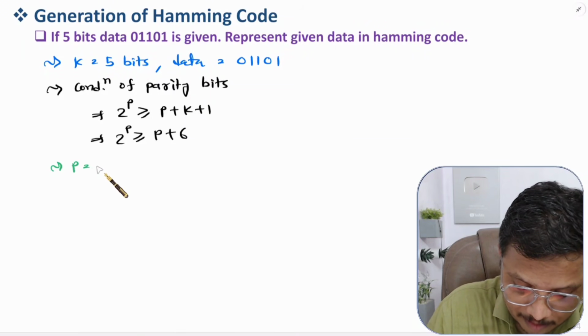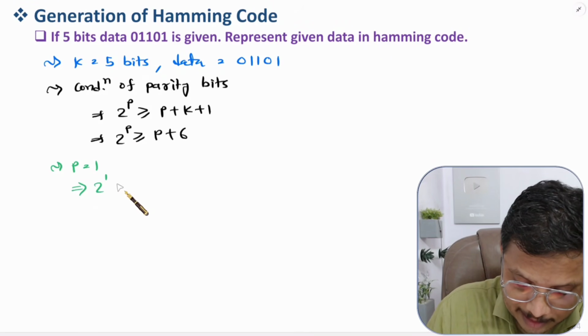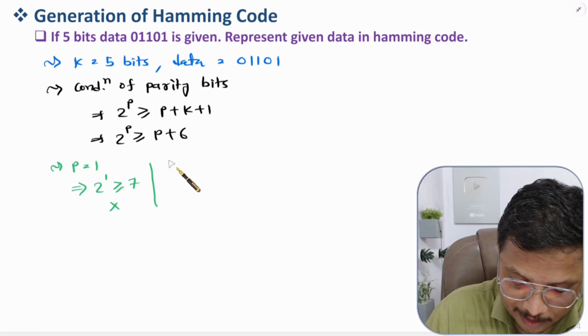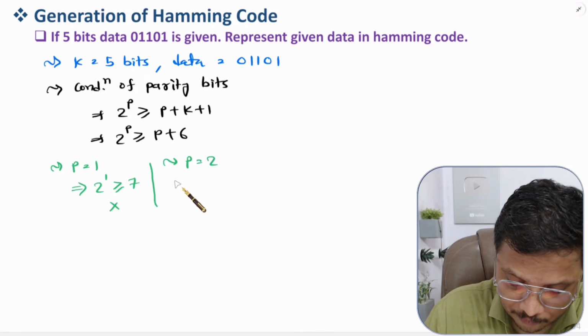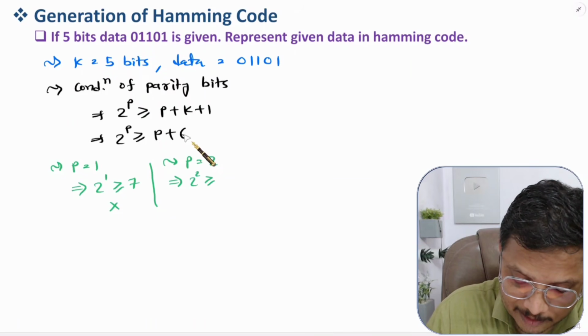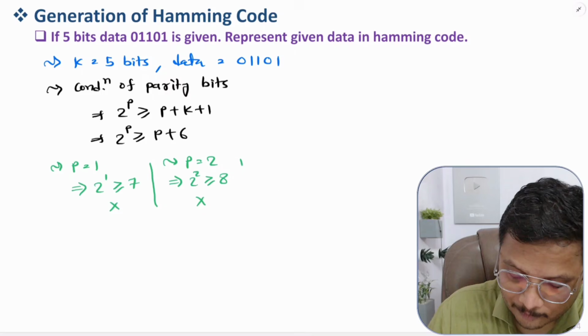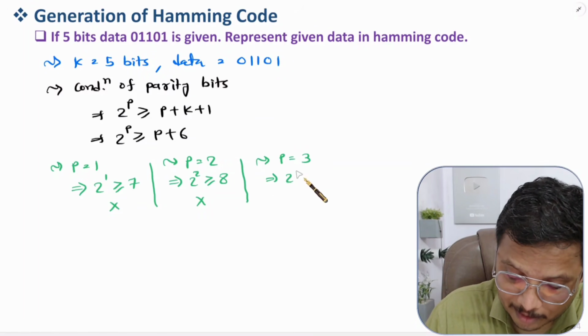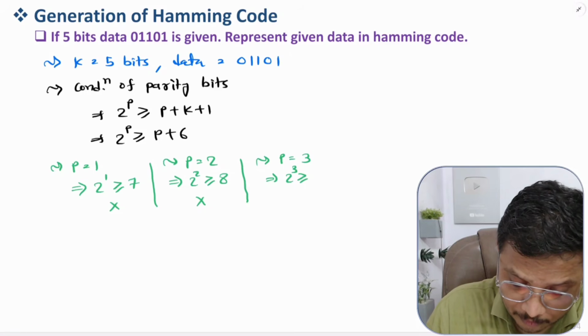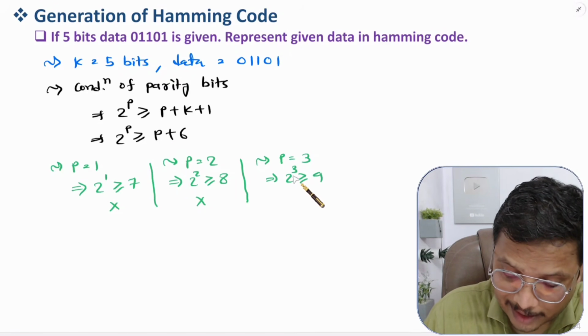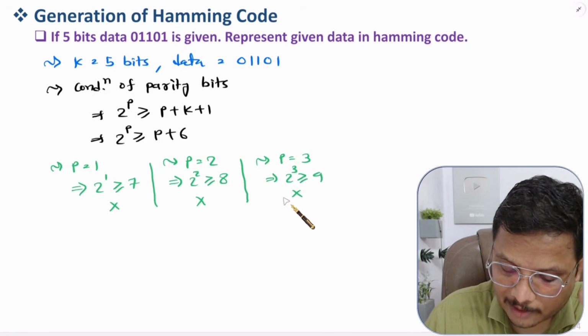So let us take p equal to 1 first. 2 to the power 1 should be greater than or equal to 1 plus 6, that is 7. This is a false condition. So take p equal to 2 now. 2 to the power 2 should be greater than or equal to 2 plus 6, 8. So 4 cannot be greater than or equal to 8, so this condition is also false. Now take p equal to 3. 2 to the power 3 should be greater than or equal to 3 plus 6, 9. So 8 cannot be greater than or equal to 9, so this is also false.